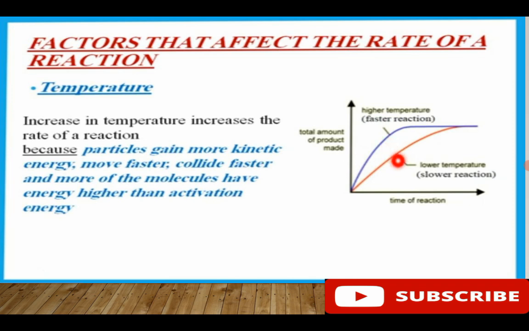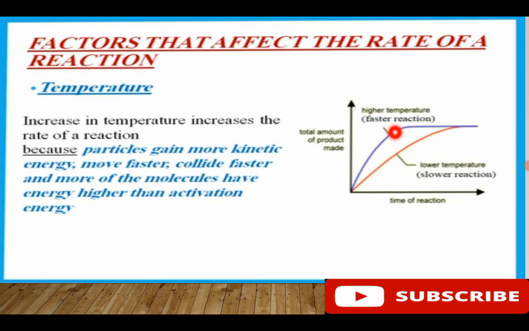All right, so this one, which is in red, shows that the reaction was slower than when the temperature was higher. So at a lower temperature, the reaction is slower, and at a higher temperature, the reaction is faster. So you're comparing the total amount of products against time.